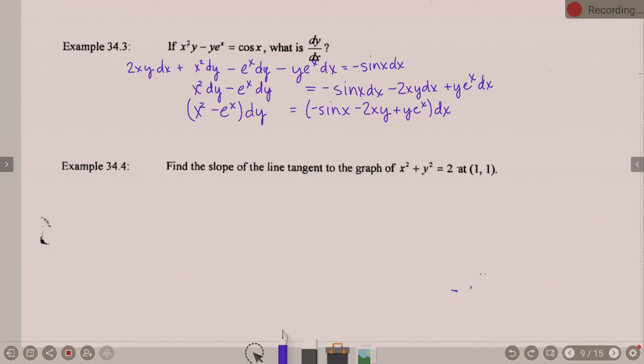And this is the point where I just write my answer. You realize hopefully what you're dividing on both sides. So I'm going to keep the dy here. I'm going to divide the dx over to it. That means my numerator is staying as negative sine x minus 2xy plus y e to the x divided by that quantity x squared minus e to the x.